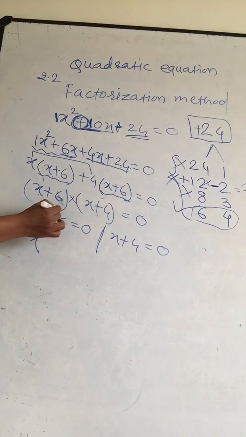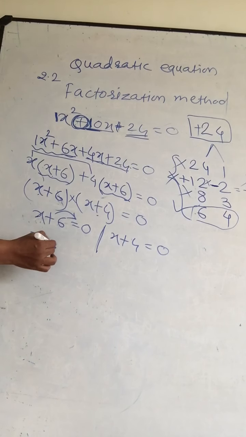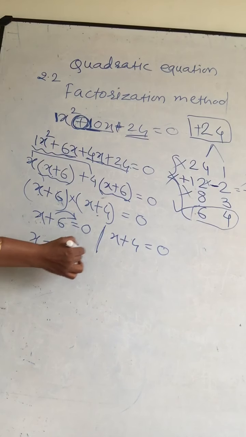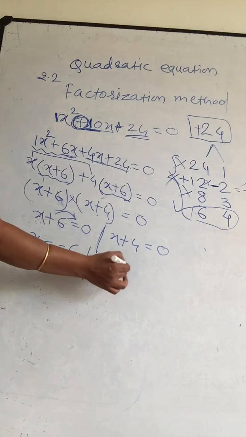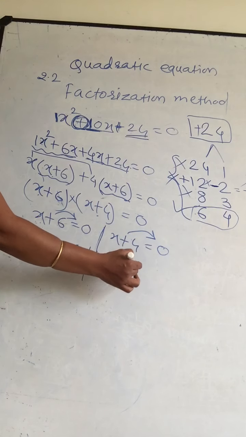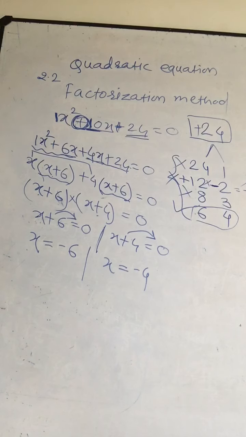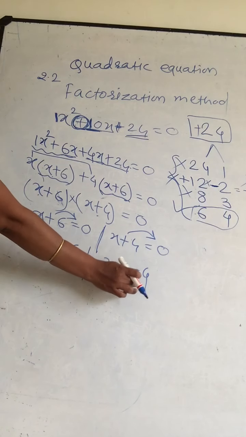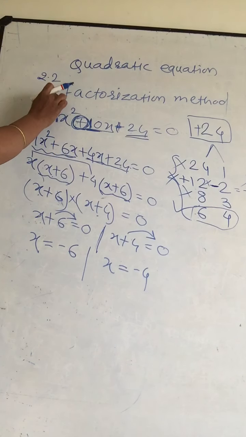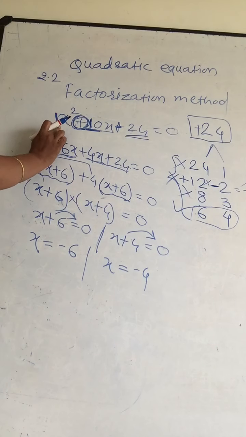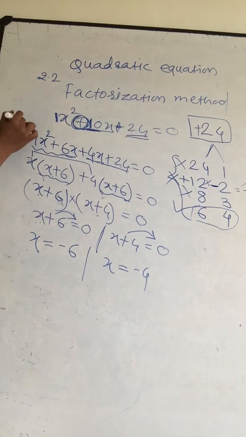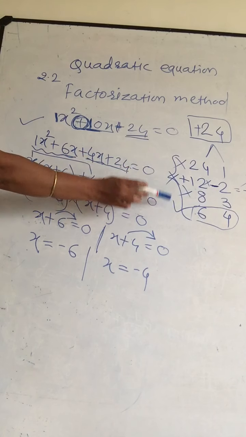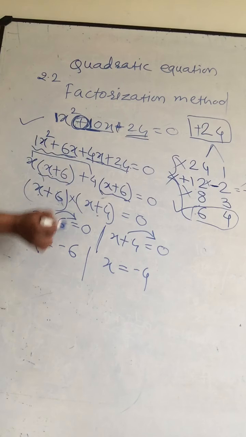So x plus 6 becomes, taking the other side, minus 6. x is equal to, plus 4 taken this side becomes minus 4. So x is equal to minus 6 and x is equal to minus 4 are the solutions of the given equation. Okay, this is the factorization method. First we have to choose the factors and then solve the equation.